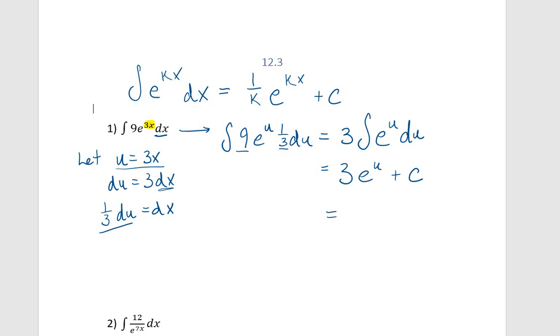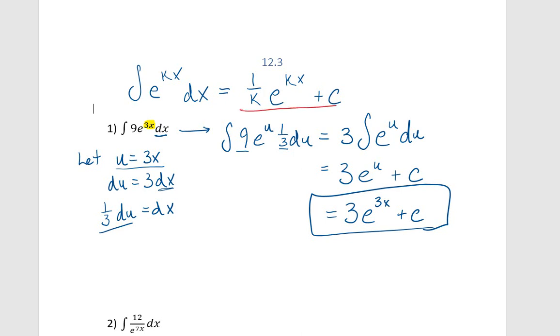Now what I need to do before I'm done is re-substitute in my original variable, which was x. So u equals 3x. So I'm going to have 3 e to the 3x plus c. Now I can check my answer by taking the derivative. So if I took the derivative of this, it would be 3 times e to the 3x times 3, remember by that chain rule, plus, and then the derivative of a constant is just 0. Notice if we had done the shortcut way, we would have got the same answer. So we would have had 9 times 1/3 e to the 3x plus c, which would have worked out to be the same thing.